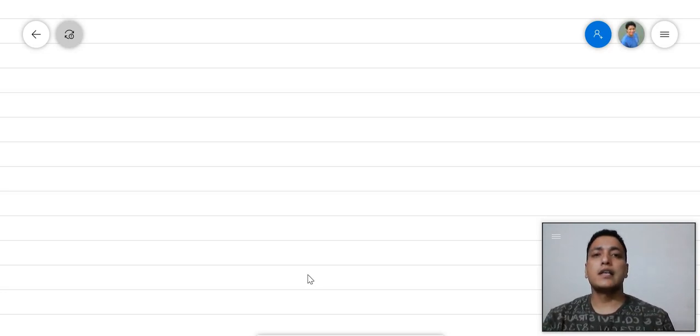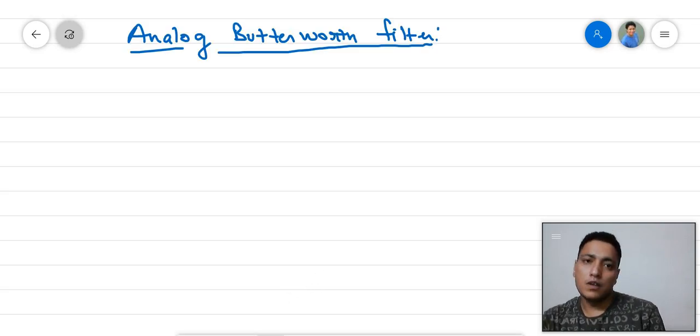Okay, in the last lecture we discussed IIR filter specifications, and we have seen that to design an IIR filter we have to start with a prototype filter. So we'll start with the first family of analog filters, called Butterworth filters. Analog Butterworth filter.